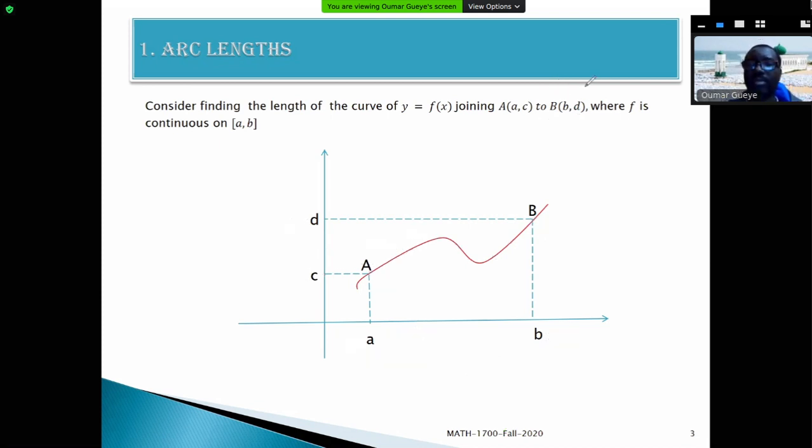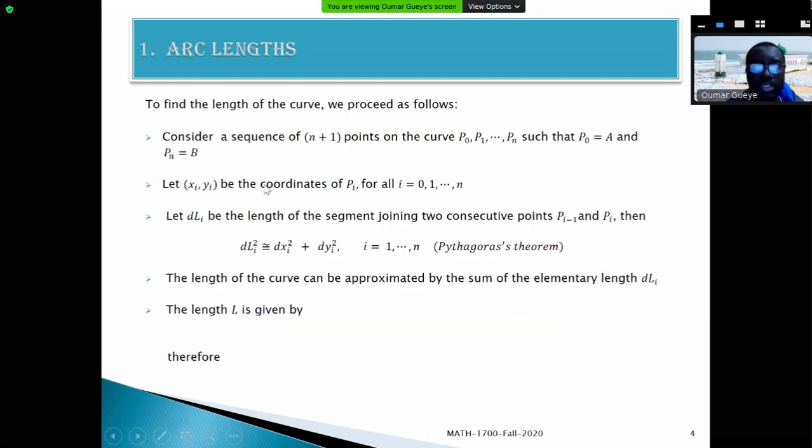All right, thank you. Now we can see the details here. As I said, this is exactly what I explained before, all the steps. For the point Pi, the coordinates are xi and yi. All these points, we have n plus 1 points. These points are used to subdivide the portion of the curve joining A and B into small portions. And dLi is the length of each small portion.